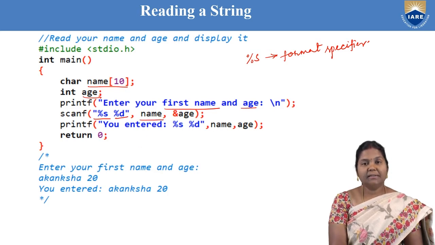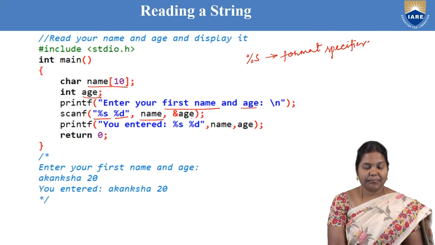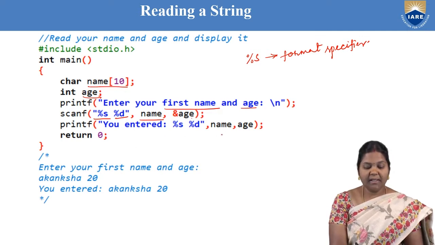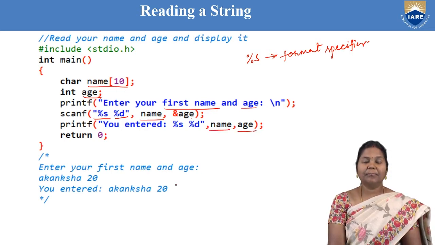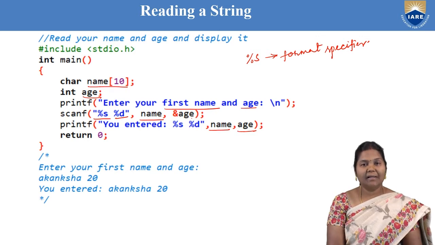So we can see here that before the name, the whole string at a time we are reading, so ampersand is not required. For the age, ampersand is required. Similarly, after reading the name, we can display the name and age of the person. So %s is the format specifier using which we can directly read a string.